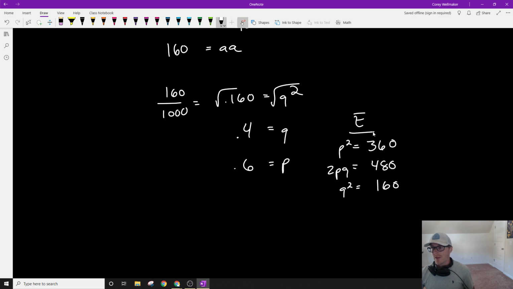Now, if the population is in Hardy-Weinberg equilibrium, then this is what we should see. But what if we actually go and genetically test the population and we see that instead of 360, we see 300 individuals who are homozygous dominant, and instead of 480, we see something like 520, and then we see 160. That doesn't make sense, right? No, it would have to be 540, yeah.